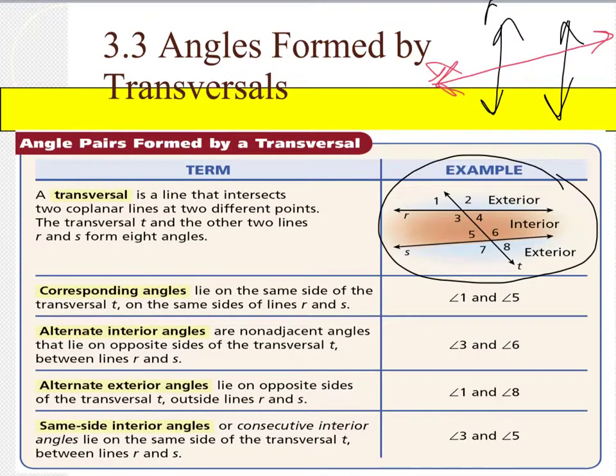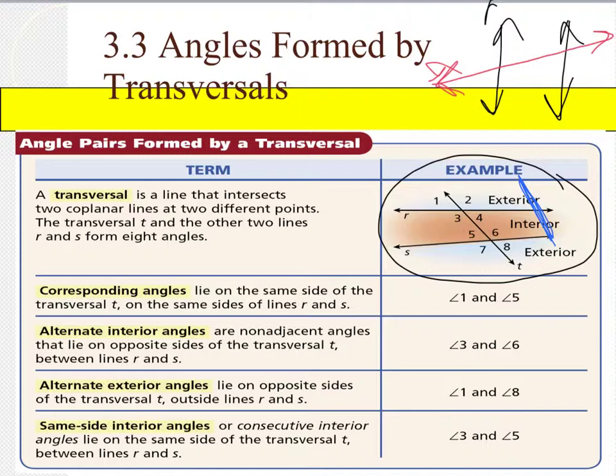Okay, so corresponding angles lie on the same side of the transversal, and on the same sides of lines R and S. So what that means is, if you look at this diagram right here, it's going to lie on the same side of the transversal, so either right or left. I'm going to pick the right side, so I'm going to be over here of transversal T. Same side of the transversal.